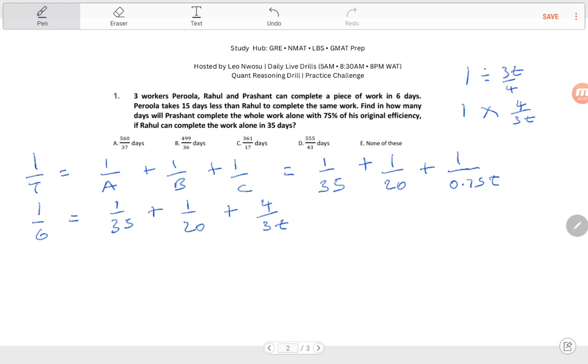The next thing is, what is the LCM of 6, 35, 20, and 3? The easier thing to do is to start with the higher number. And the higher number here is 35. And start looking for multiples of 35 that 20 can divide and 6 can also divide. We don't need to bother ourselves about 3 because 3 is embedded in 6.